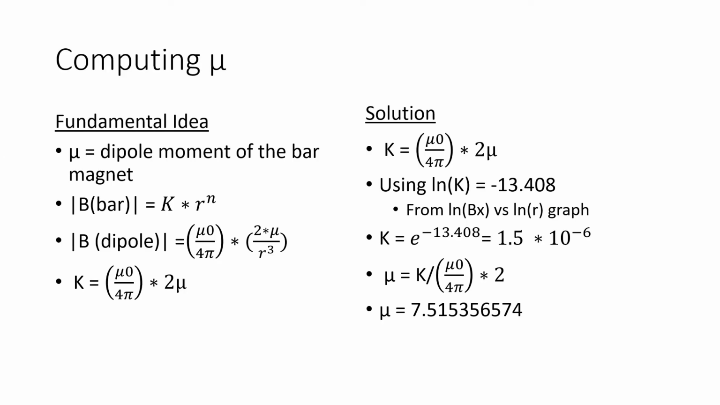Here's our calculation for the magnetic dipole moment of the bar magnet, mu. Here we took the distance dependence equation, k times r to the n, and the magnetic field for a dipole, and put them together, or used different pieces of them, along with the value we got earlier, negative 13.408, to calculate a mu, or dipole moment, of 7.515.